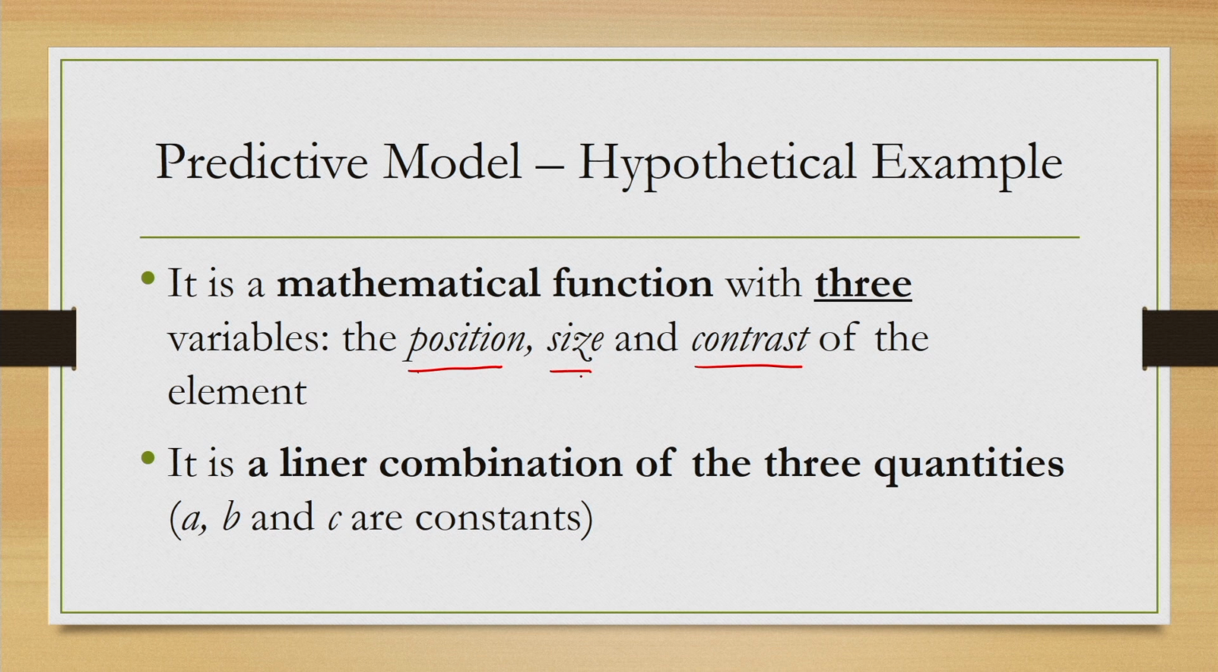Position and size is of course self-explanatory: where the object is positioned with respect to the screen reference frame, and what is the size of the object. Contrast is essentially the color contrast. And the mathematical function is nothing but a linear combination of the 3 quantities, where there are 3 constants A, B and C. We have a mathematical equation which is a linear combination of 3 quantities: position, size and contrast, and there are 3 constants A, B and C.